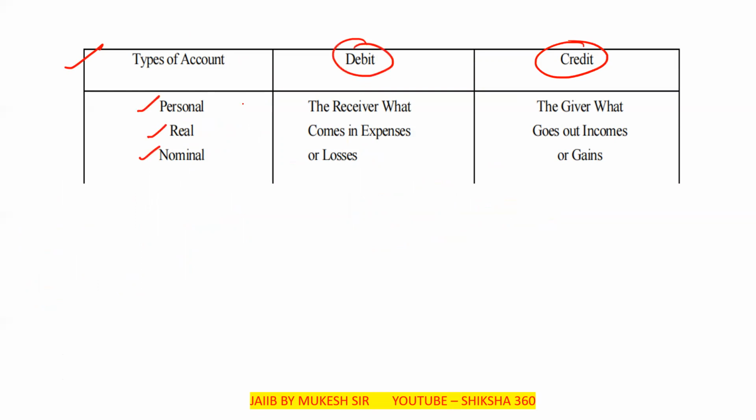In the personal account, basically we have to debit the receiver and credit the giver. Clear? In the real account, basically debit what comes in, and credit what goes out. Clear? In the nominal account, basically debit the expenses or losses and credit the income or gain. Clear?